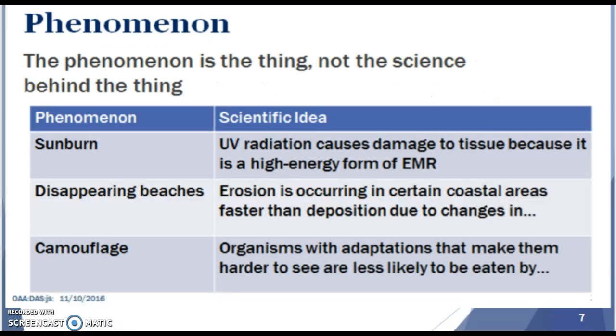Here's just a couple examples of some phenomenon. Sunburn, disappearing beaches, camouflage. These are just some simple things that happen in the world around us, that have a scientific explanation for why these things occur.